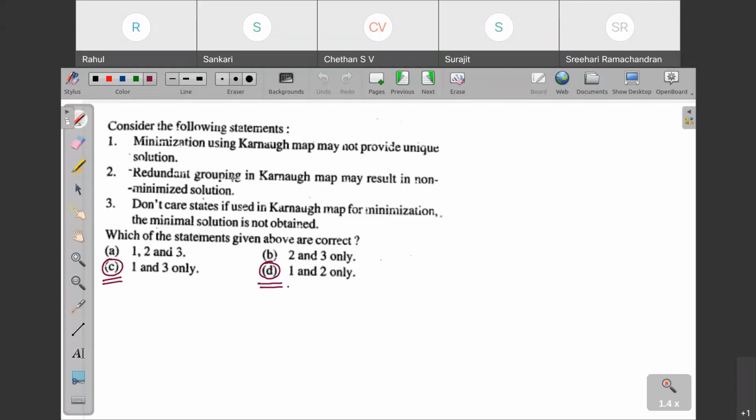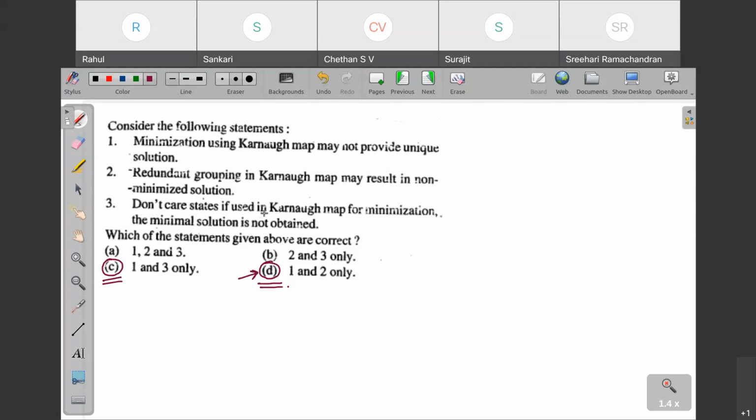See, look here. D1 and 2. Okay, D you are telling. So consider the following statement. Minimizing using KMap may not provide unique solution. Okay, it may not provide unique solution. Redundant grouping in KMap may result in non-minimized solution.